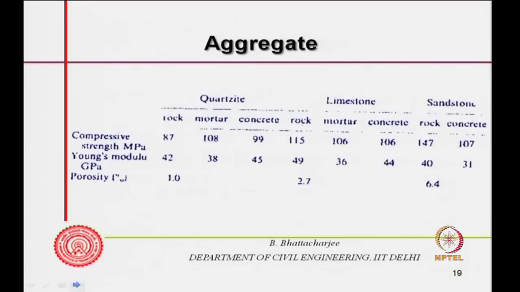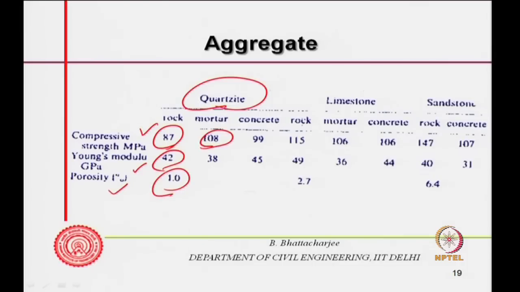Looking at the properties of some aggregates, for example modulus of elasticity, compressive strength and porosity: let us say quartzite rock, some 87 MPa would be the compressive strength, 42 is the modulus of elasticity, porosity is 1%. Mortar, if I prepare with this quartzite fine particle, I get modulus of elasticity slightly reduced. If I produce concrete, then I can go to 99 MPa, because if I improve my paste, it can show good strength. See, mortar is here and the concrete is somewhere there, because I will add quartz aggregate then, and this might bring down the strength somewhat.